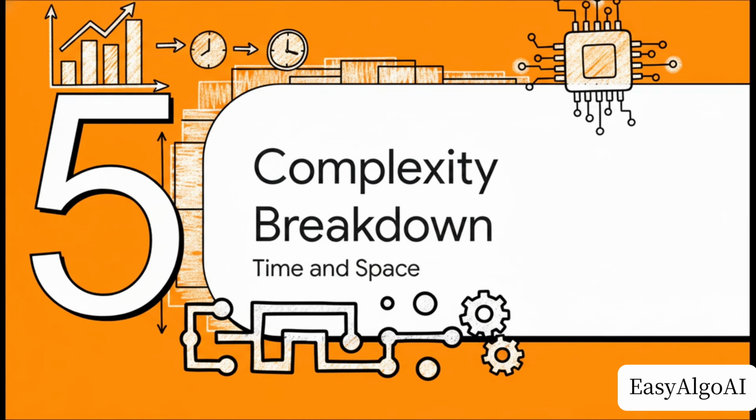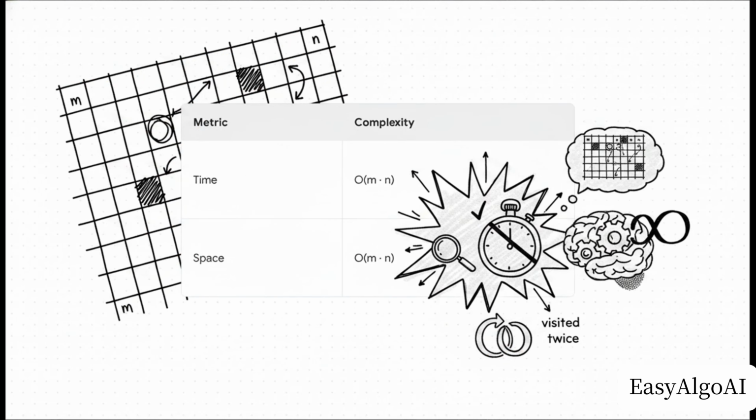Finally, let's wrap up with Section 5, complexity breakdown. Let's crunch the numbers and see how this actually performs. The big takeaway here is that without memoization, our time complexity would be completely astronomical. But with it, our time complexity is beautifully optimized down to big O of m times n, where m is our rows and n is our columns. Why? Because every single cell in the matrix is visited at most twice. Once when we do our initial loop to start a path, and once during the DFS traversal. After that, memoization instantly handles any future visits.